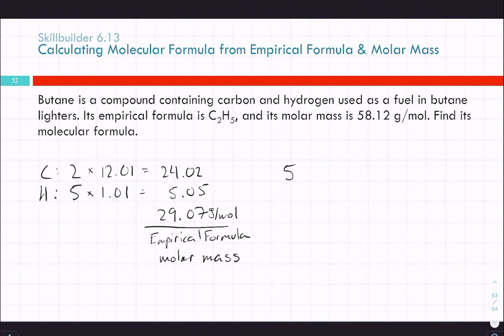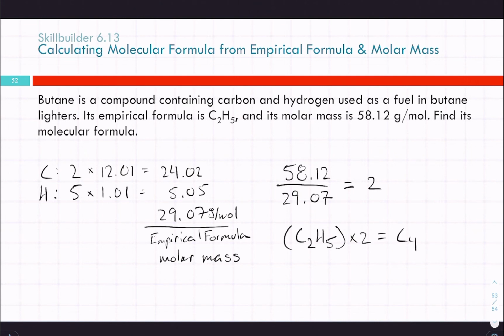Then it's always going to be a whole number. So we're always going to have the larger number divided by the smaller number when calculating this ratio. So this will be 58.12, the molar mass of the compound, divided by our 29.07. I'll bet you it's going to be 2. 58.12 divided by 29.07 will give us 1.9993. It's close enough. Again, we're using this as a whole number factor, so it's going to be 2. Then we take our empirical formula, C2H5, and multiply all of the subscripts by 2 to get C4H10.